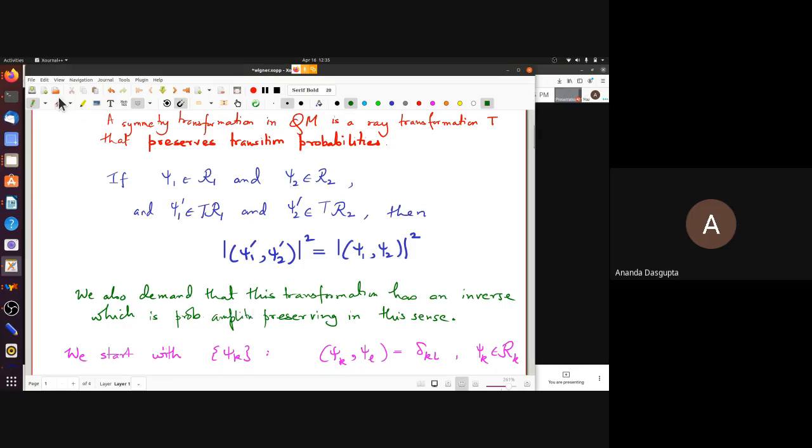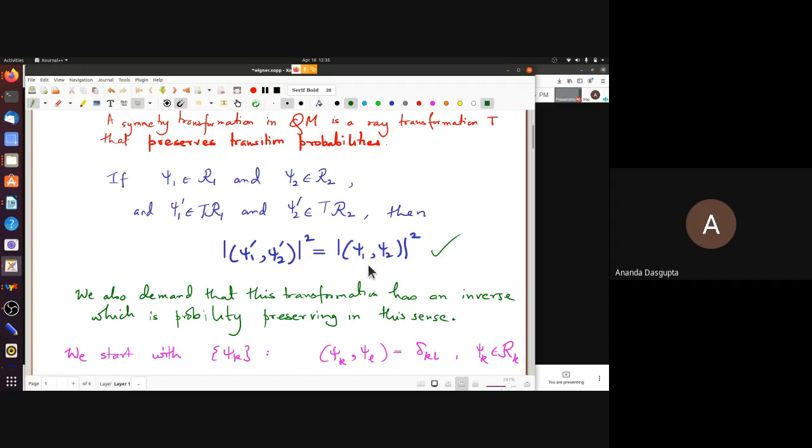Or probability preserving, because it's a mod square which has to stay the same. Now, I'm very sure most of you might be thinking, what's the big deal here? Because if psi1 prime is U psi1 and psi2 prime is U psi2, where U is unitary, then this result would be automatic, right?